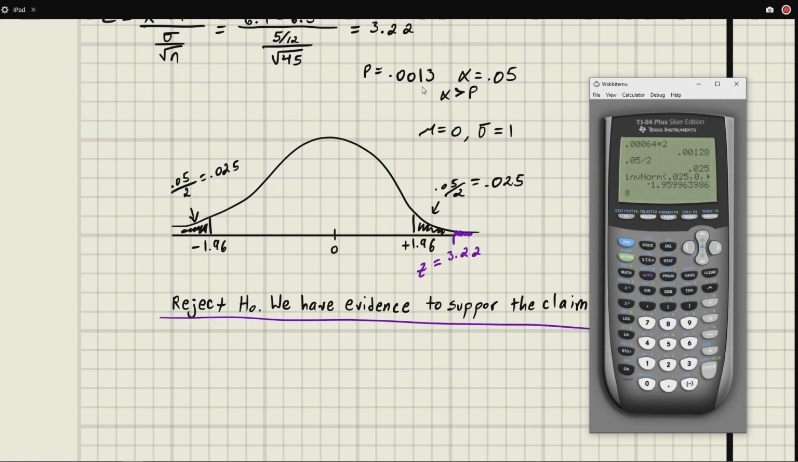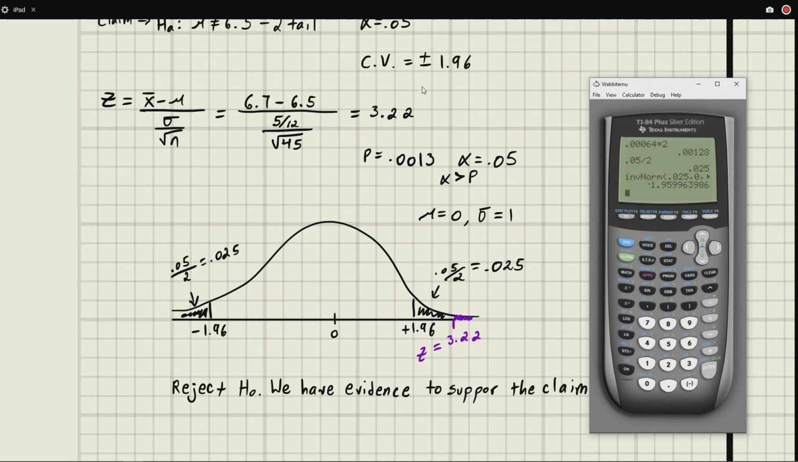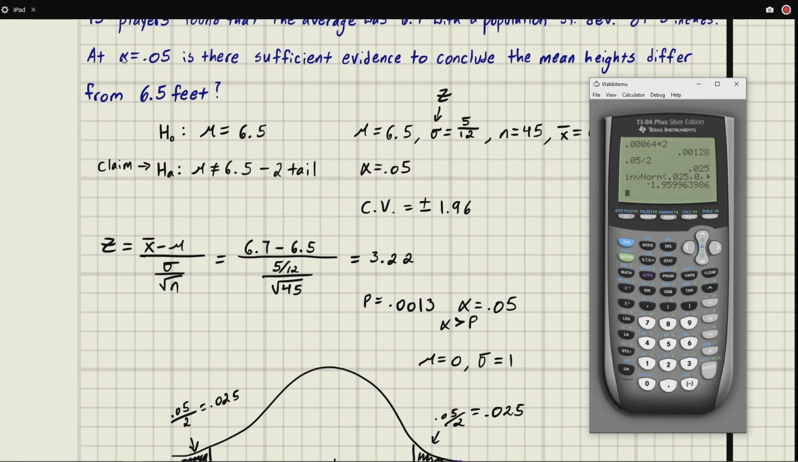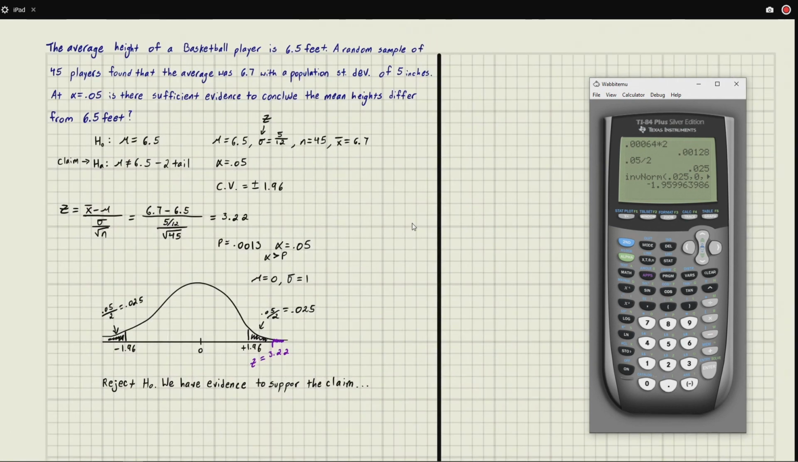Reject the null. We have evidence to support the claim that, and then you would say whatever it is you're trying to conclude, which is we're trying to conclude that the mean height differs from 6.5 feet. And that's how you do a question like this.